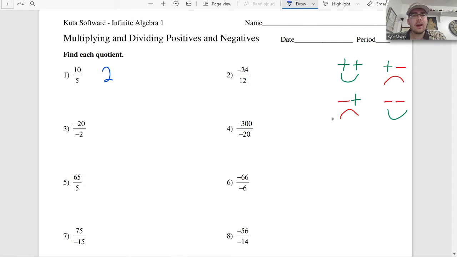So I have a negative divided by a positive. Negative positive is going to be negative. So that's going to equal a negative number. Okay, and then 24 divided by 12. Well, that's 2. So now I'm done.